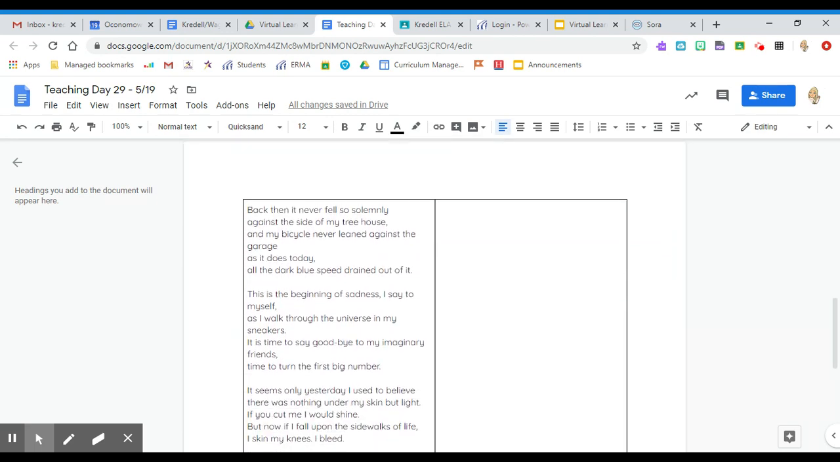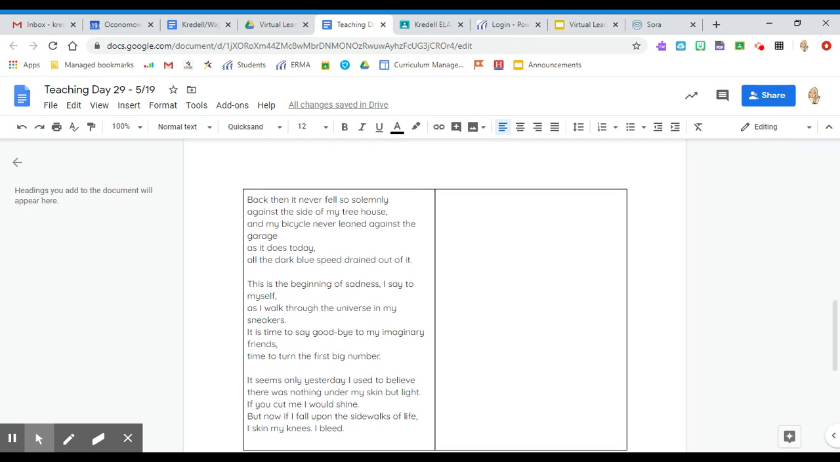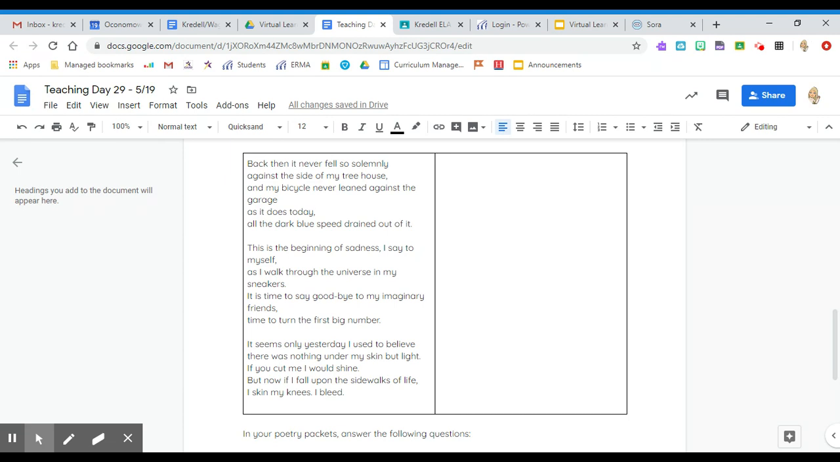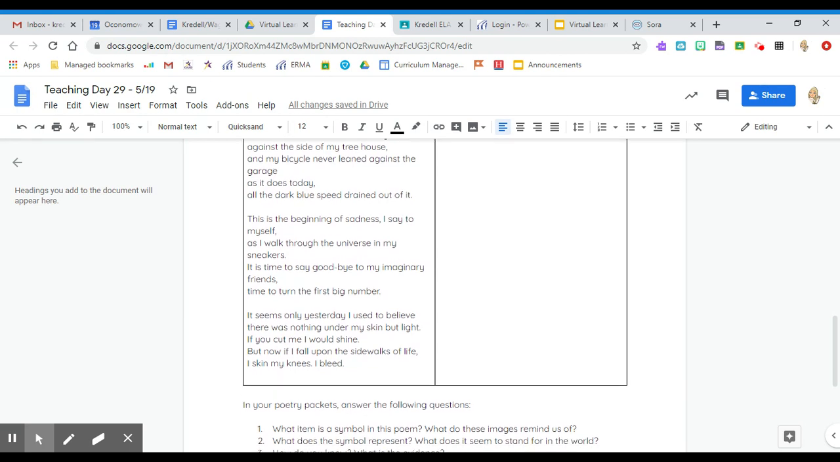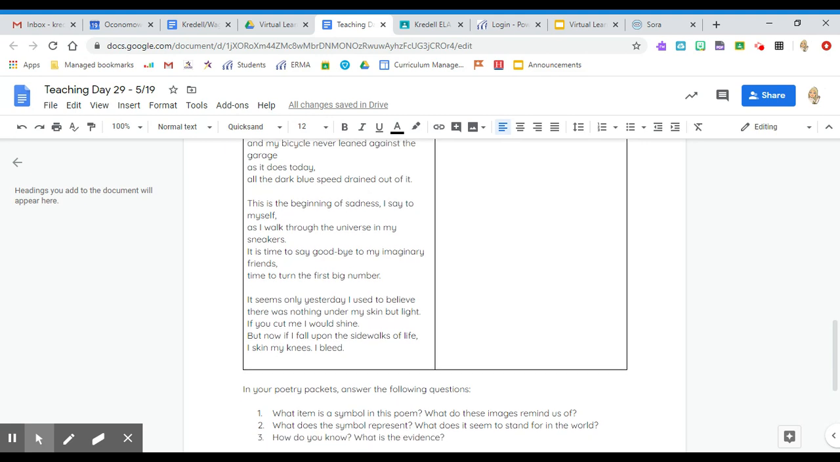Back when it never fell so solemnly against the side of my treehouse, and my bicycle never leaned against the garage as it does today, while the dark blue speed drained out of it. This is the beginning of sadness, I say to myself, as I walk through the universe in my sneakers. It is time to say goodbye to my imaginary friends, time to turn the first big number. It seems only yesterday I used to believe there was nothing under my skin but light. If you cut me, I would shine. But now, if I fall upon the sidewalks of life, I skin my knees and I bleed.